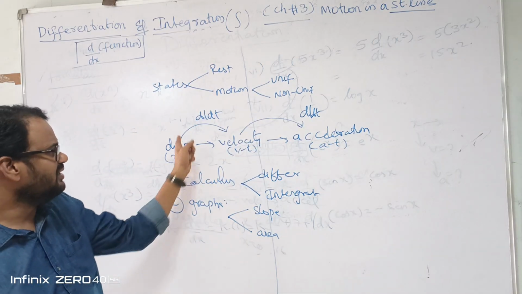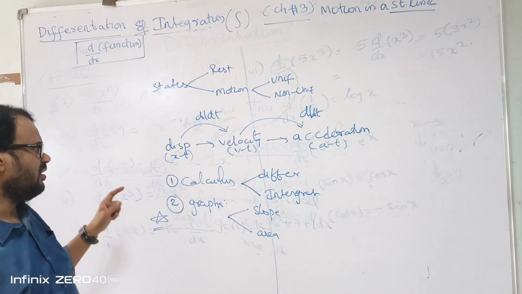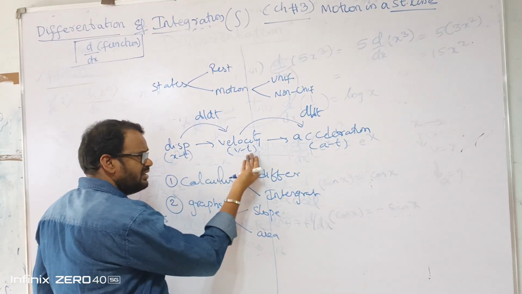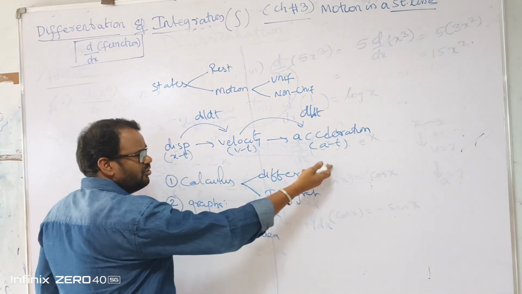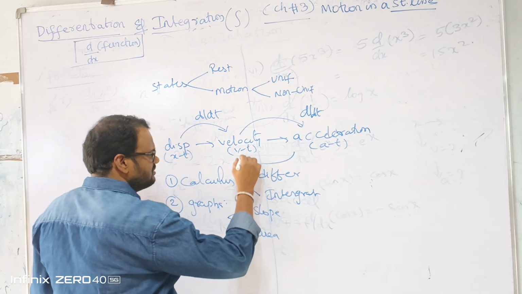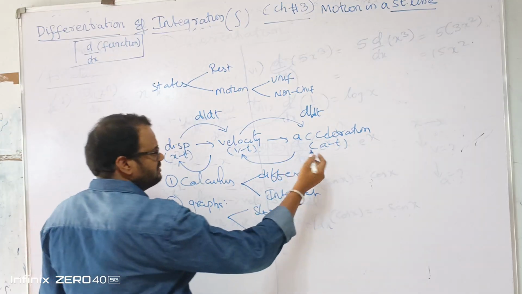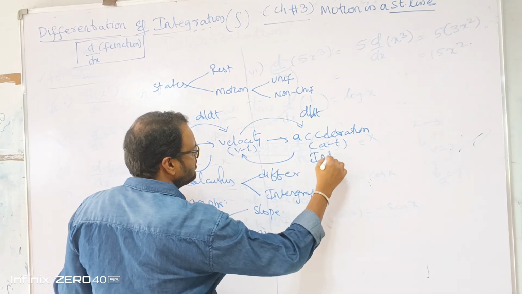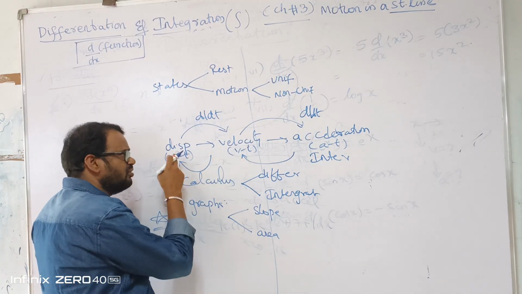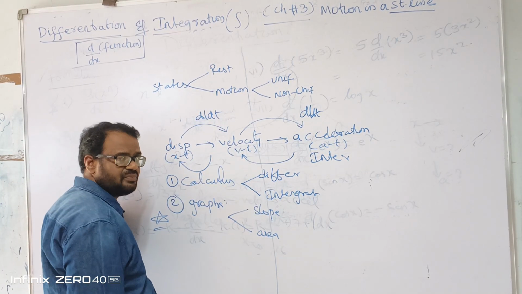So going in the right direction is the concept of differentiation, in the order of displacement, velocity and acceleration. If you want the next from the first, you have to differentiate. If you want to get the next from this one, differentiate. And going in the reverse process is called integration. If you integrate acceleration with time, you are going to get velocity. If you integrate velocity with time, you are going to get displacement.